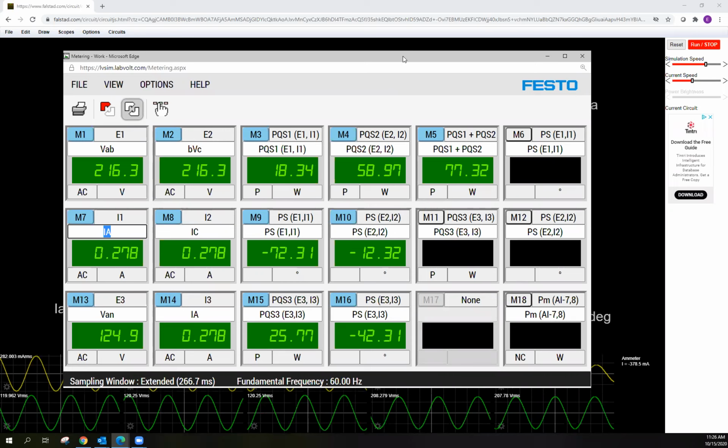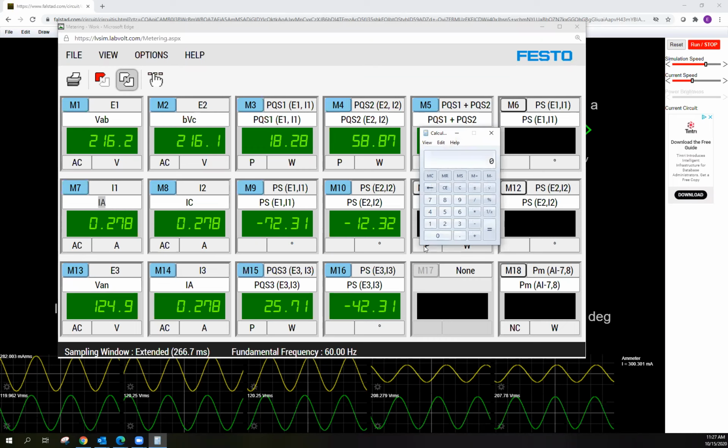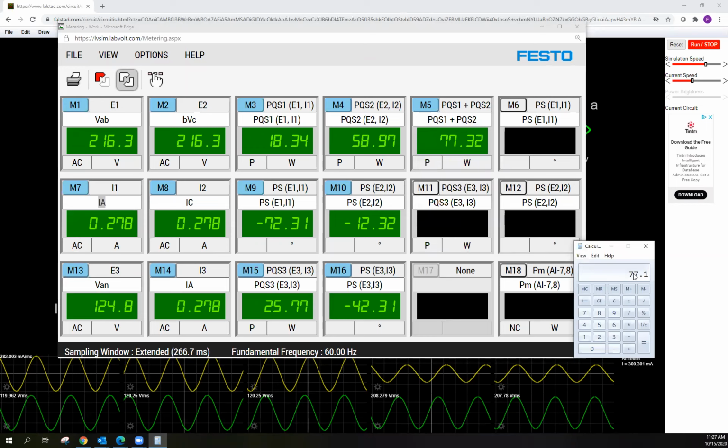So what about power? You promised me power. So, okay, sure. The real power is the RMS of this times the RMS of this times the cosine of that, which Festo does. It's 25 watts. And you could do that. You could take 124 times 0.27 times the cosine of -42 and you get 25. And what is 25 times 3? Well, we can pull up our calculator. So let's do that. Okay, 25.7 times 3 is equal to 77 watts. So this load is burning off 77 watts right now of real power.